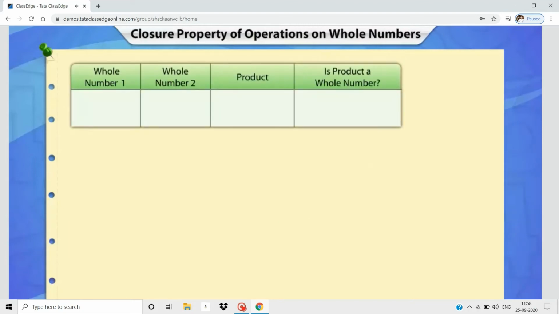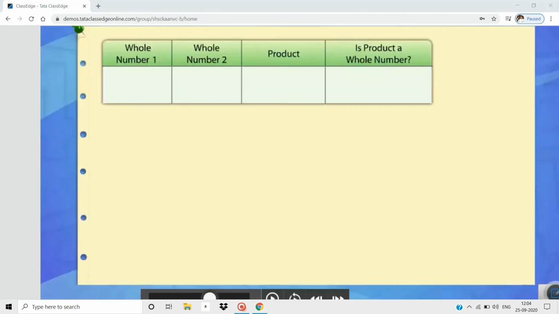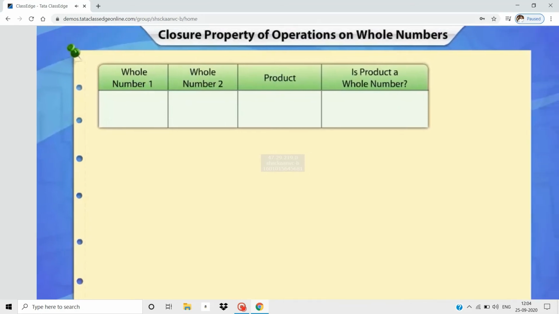Next, let us proceed to see if the whole numbers are closed under multiplication.